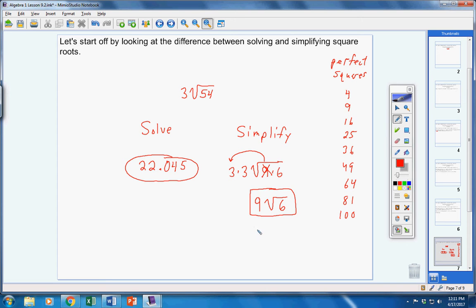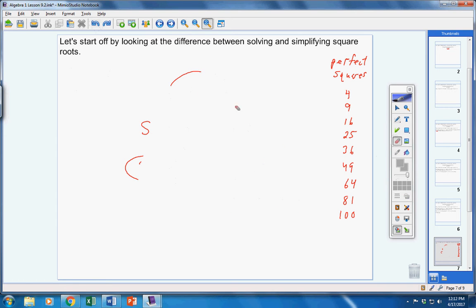And by the way, if you want to check my work and see if I'm teaching you mathematical heresy, take your calculator and type in 9 times the square root of 6, and you'll get the exact same decimal as when you typed in 3 square root of 54. Okay? This is the same as this. It's just simplified. Alright, now let's take a look at one more. We're going to move on to some other problems. It's going to be a pretty long video today. We have a lot to do.